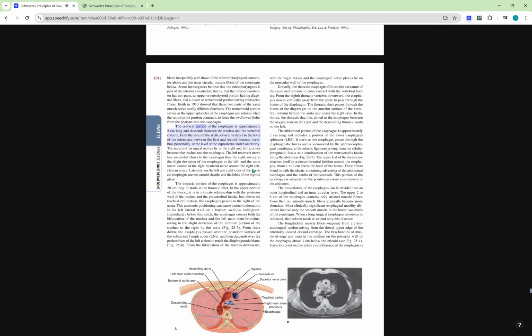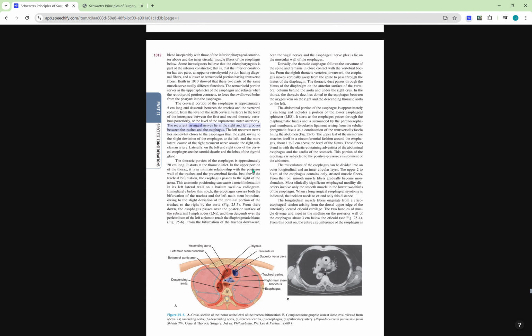The cervical portion of the esophagus is approximately 5 centimeters long and descends between the trachea and the vertebral column, from the level of the sixth cervical vertebra to the level of the interspace between the first and second thoracic vertebrae posteriorly, or the level of the suprasternal notch anteriorly.